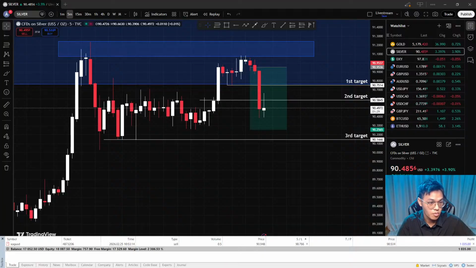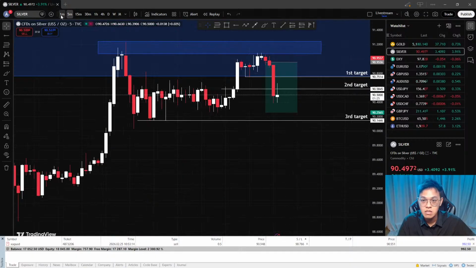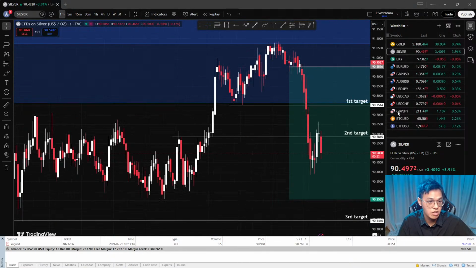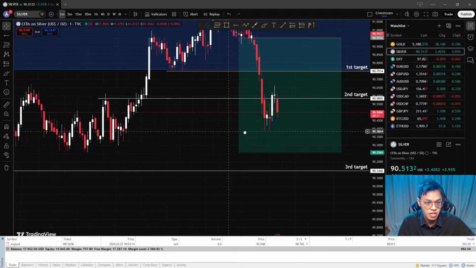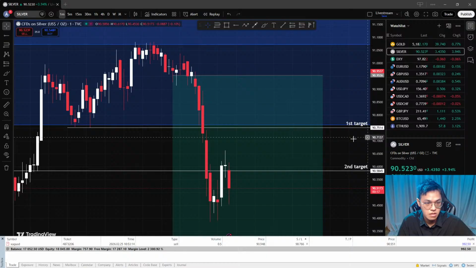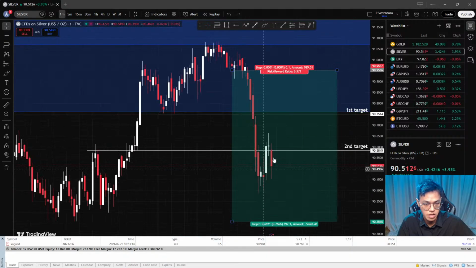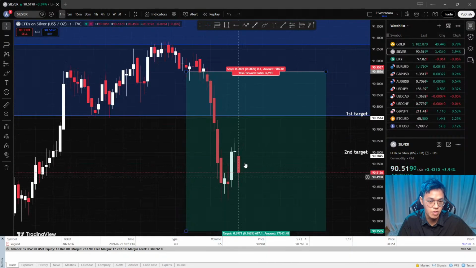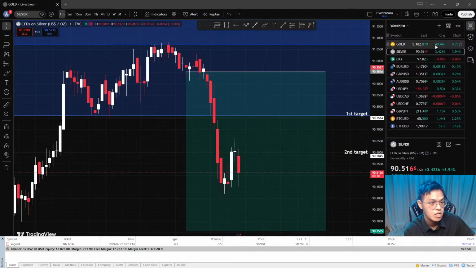Right, so it seems like the price keeps dropping. If you look at a 1 minute chart, the price didn't rebound so much.